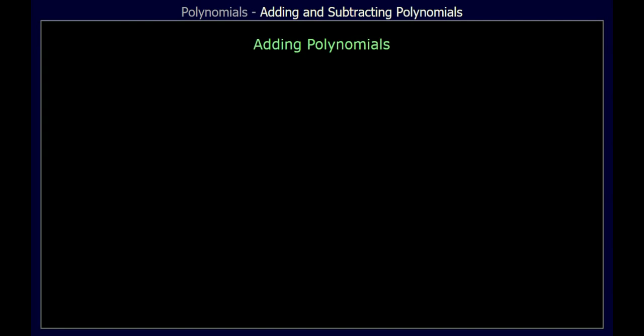So let's continue our discussion of adding and subtracting polynomials. So we're going to be adding polynomials. You can see I have a plus sign here. That's the addition. And what I've done is I've grouped two polynomials with these parentheses to show that I'm adding this polynomial plus that polynomial.